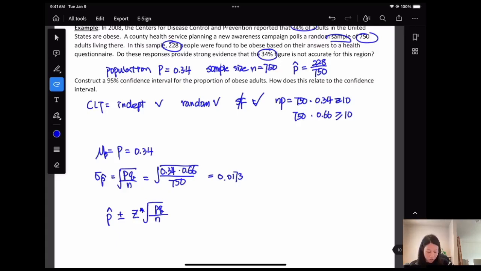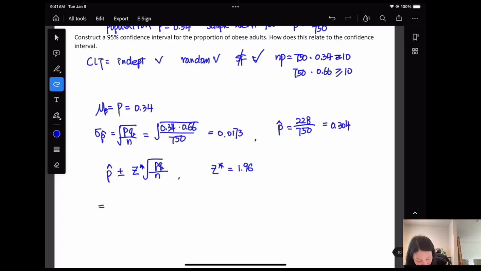Okay, so p hat is equal to what? Our p hat is the sample proportion, which is 228 people out of 750 people who are considered obese. So this is equal to 0.304. Since this is a 95% confidence interval, the z-score is equal to 1.96. All right, so we substitute everything in. We have 0.304 plus or minus 1.96 times the standard error, which happens to be our sigma, 0.0134.